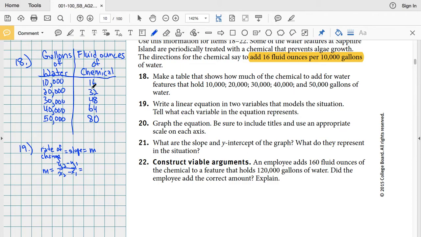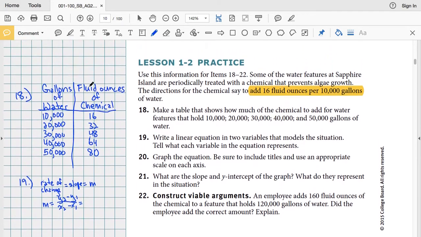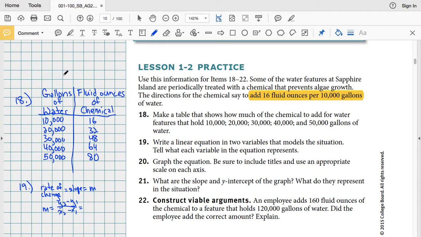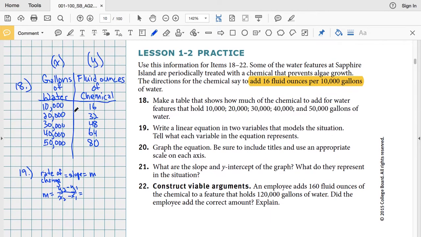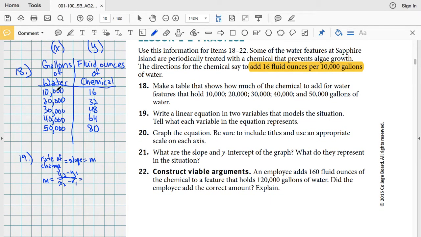Now, again, I already kind of alluded to the fact that in 19 we're going to have to explain that x is going to be the gallons of water, and y is going to be the fluid ounces of chemical. So we basically have taken care of that. And you guys know what ordered pairs are as well. If this is x and these are y's, then we could have an ordered pair of 10,000, 16. And the next ordered pair could be 20,000, 32. And all of these could be ordered pairs.